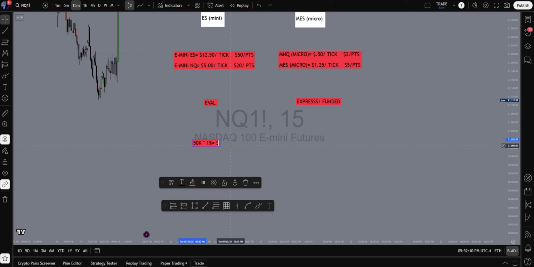If I can do it passing as an average C student when I wasn't trying, I'm sure you guys can do this. It's not hard, bro. So that's $500 per trade that we're risking.